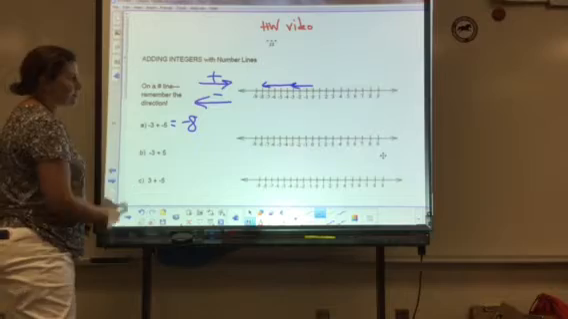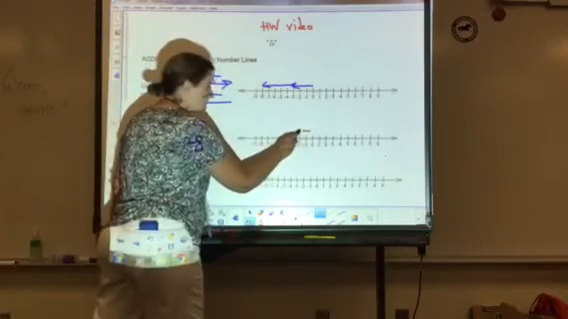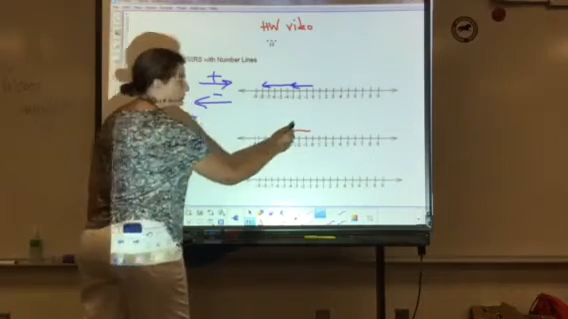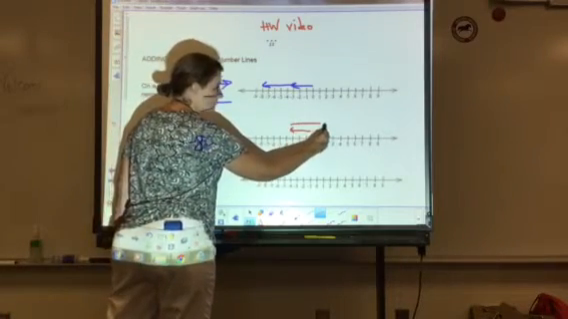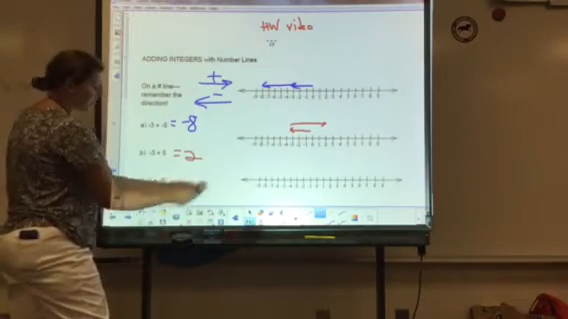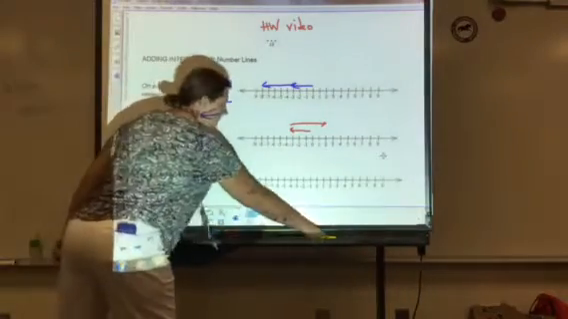-3 and +5 are adding. So I start at 0. I go out to -3, but from there I have to go 5 in the positive direction. So I go 3 back to 0, and then 2 past goes 5. That lands me at 2. So that equals +2. Next question.